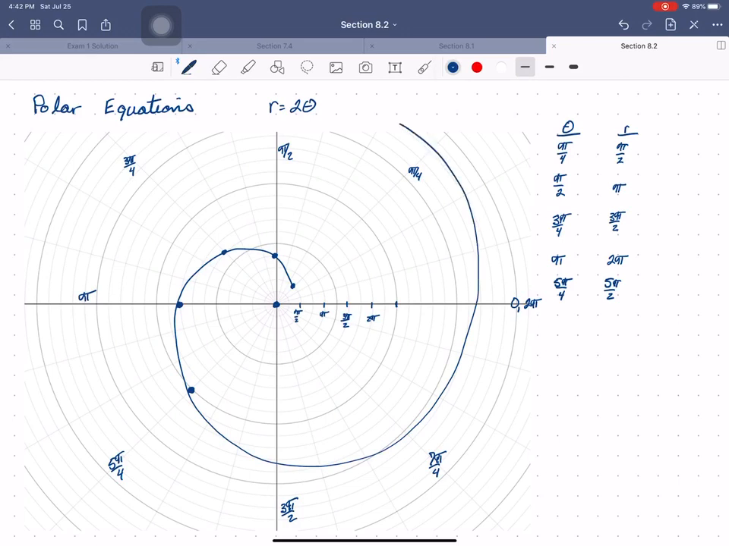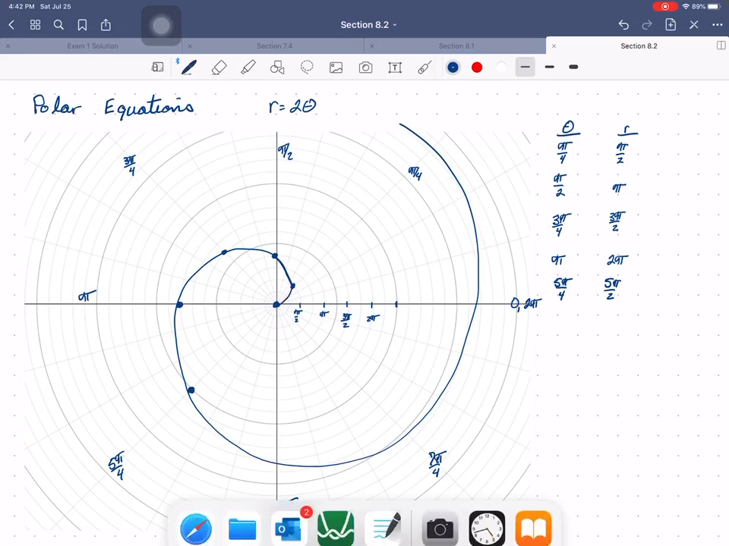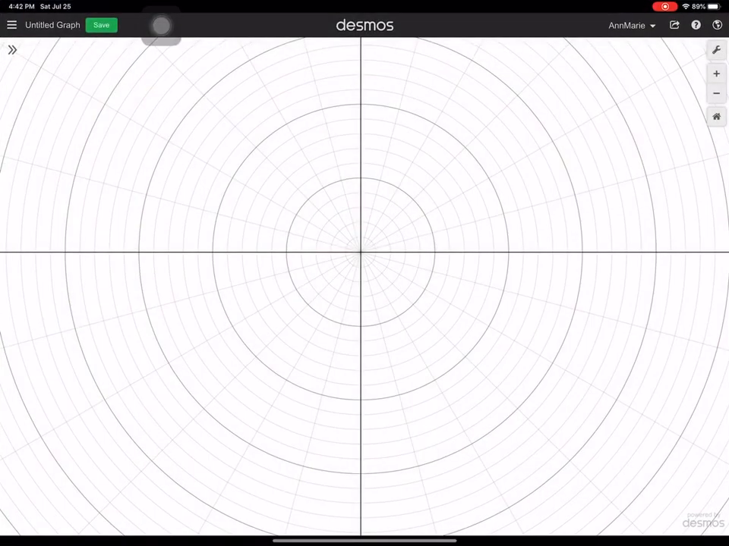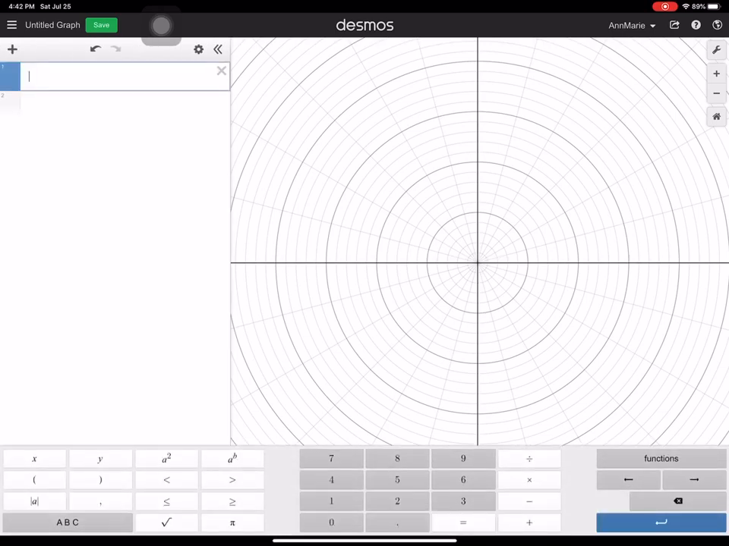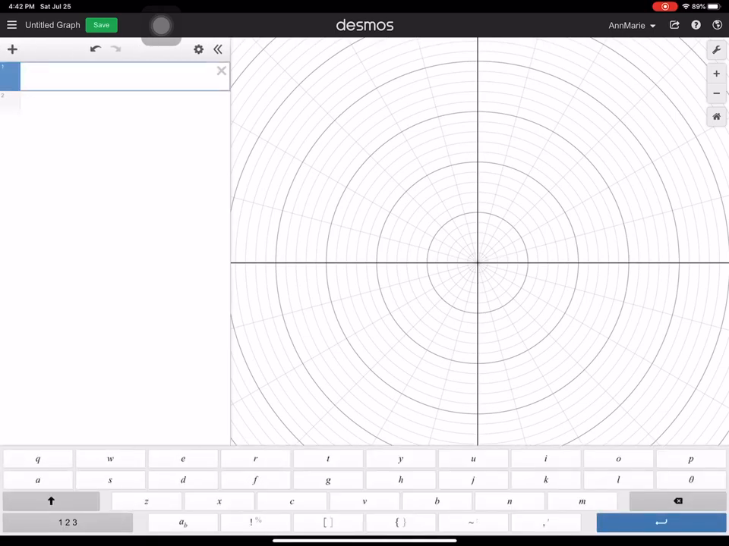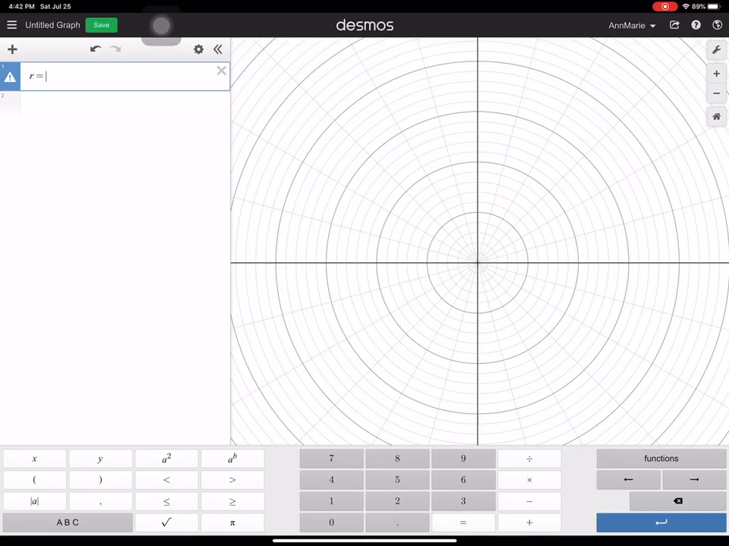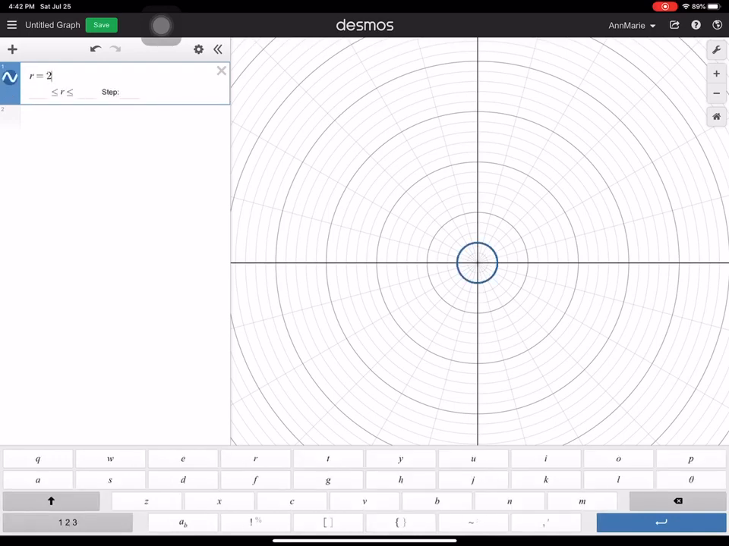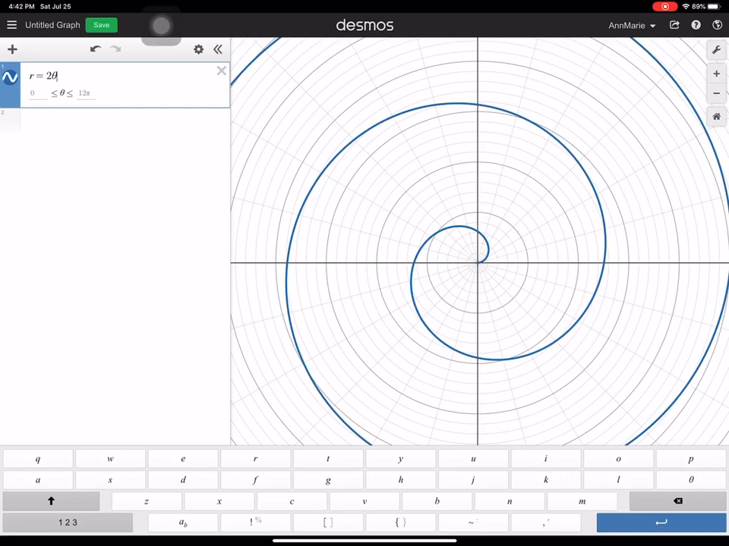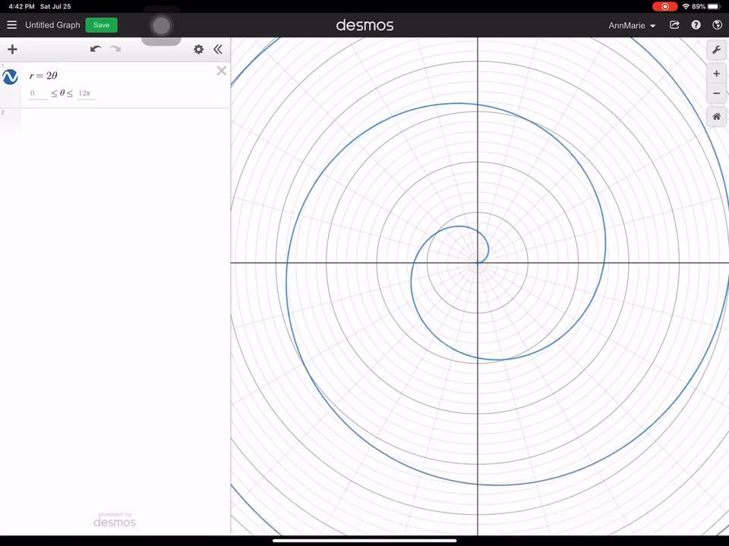Desmos actually does a much nicer job of graphing, because I forgot to get that point right there. So although Desmos cannot graph polar points, Desmos does just fine with polar equations. Okay? So that is really the skinny on graphing polar equations. You're going to make a table of values and then connect the dots.